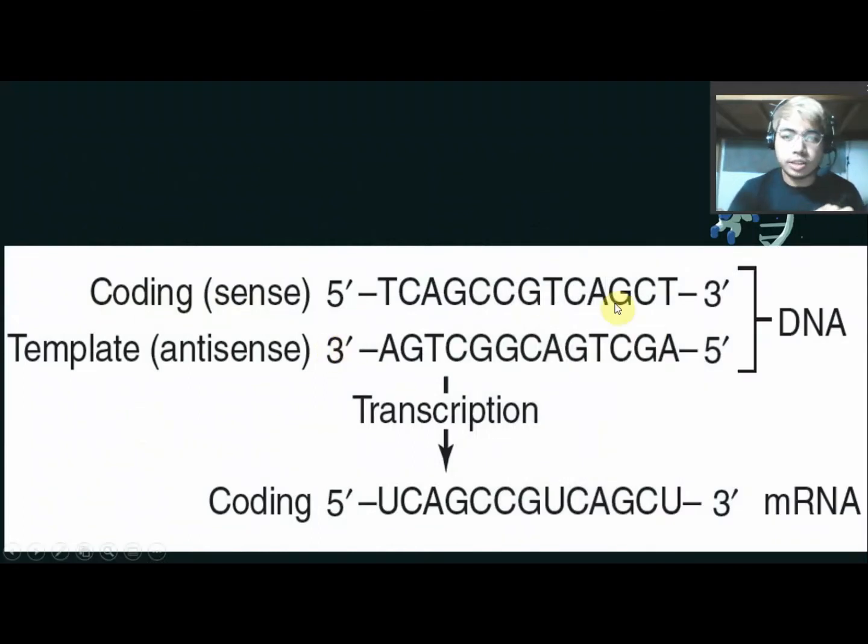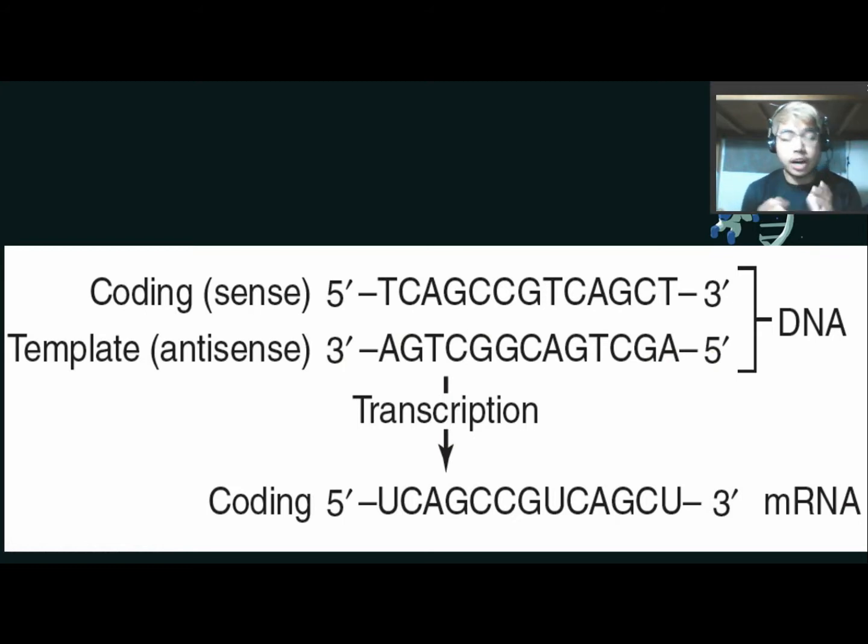When it comes to the concept of the central dogma proper, starting with transcription, we are now actually going to use different types of codes or jargons. If the DNA strand is running from 5' to 3' direction, that DNA strand is known as the sense strand, or also known as the coding strand. But if the DNA is running from 3' to 5' direction, it is now known as the template strand or the anti-sense.